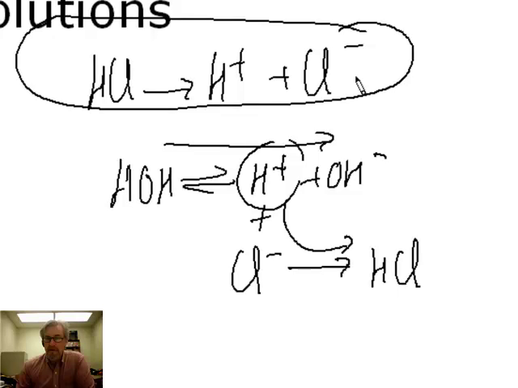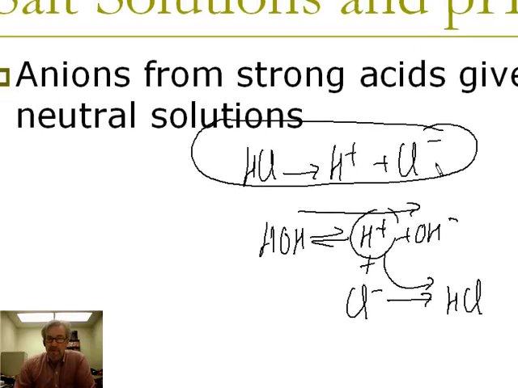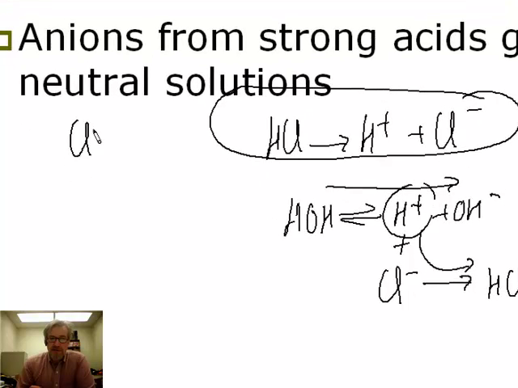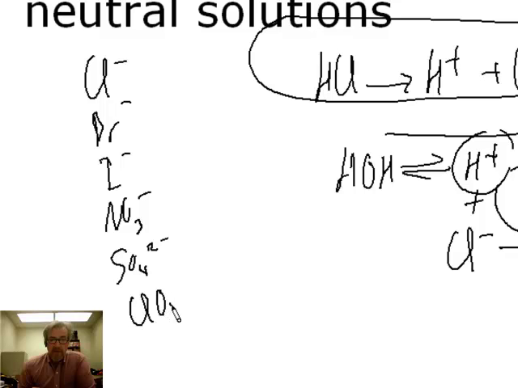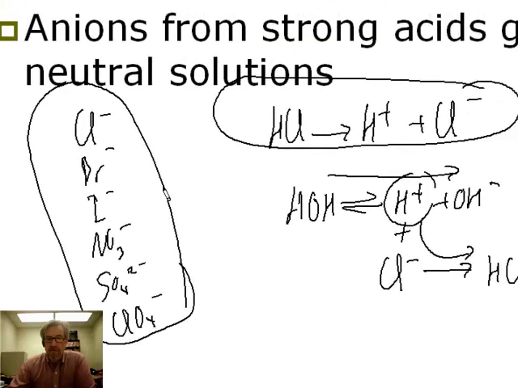So anions that come from strong acids give neutral solutions. Of course, there are only 6 of these. So if you see the Cl- ion, the Br- ion, the I- ion, nitrate, sulfate, or chlorate ion in solution from any salt, that means it has no effect on pH.